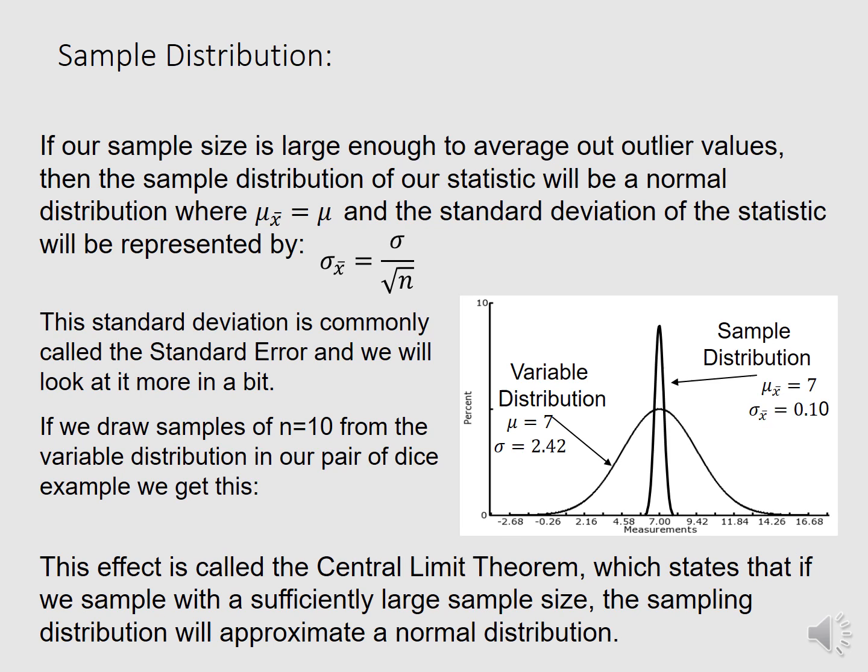If we think about the pair of dice experiment, we get these curves for the variable distribution, which represents the possible outcomes of a single sample, and the sample distribution, which represents the possible sample means if little n equals 10. This narrowing of the sample distribution from the variable distribution is called the central limit theorem. It is the second theory of probability sampling. This states that if we sample with a sufficiently large sample size, the sampling distribution will approximate a normal distribution.